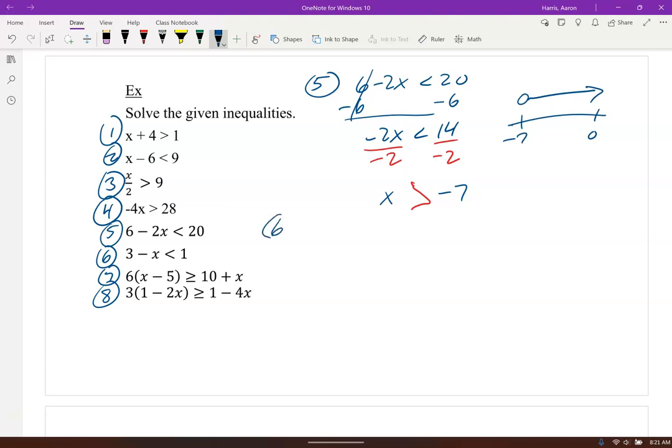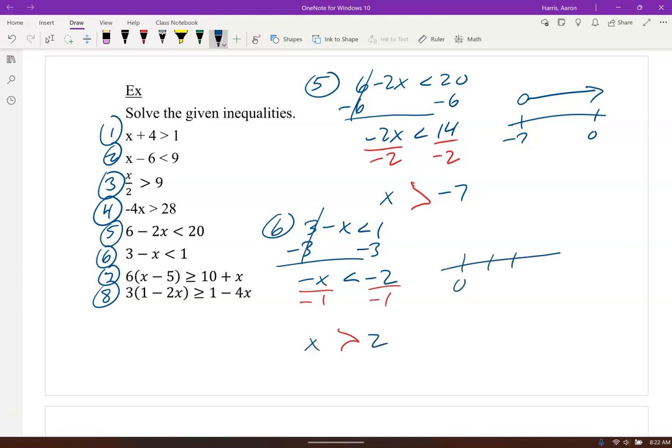Number 6. 3 minus x is less than 1. Get rid of the 3. Negative x is less than negative 2. And then I've got to get rid of that negative 1. Again, that's dividing by a negative, so I've got to switch that again. x is greater than 2.